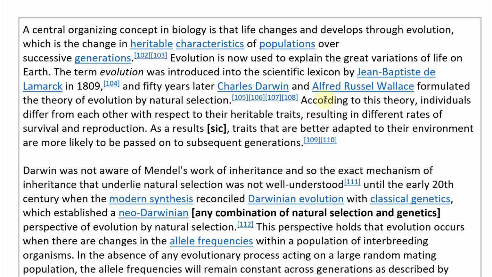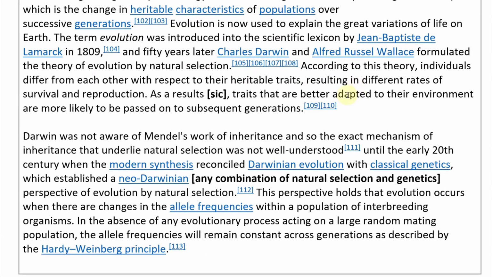Jean-Baptiste de Lamarck in 1809, and 50 years later, Charles Darwin and Alfred Russel Wallace formulated the theory of evolution by natural selection. According to this theory, individuals differ from each other with respect to their heritable traits, resulting in different rates of survival and reproduction. As a result, traits that are better adapted to their environment are more likely to be passed on to subsequent generations. That's very interesting.